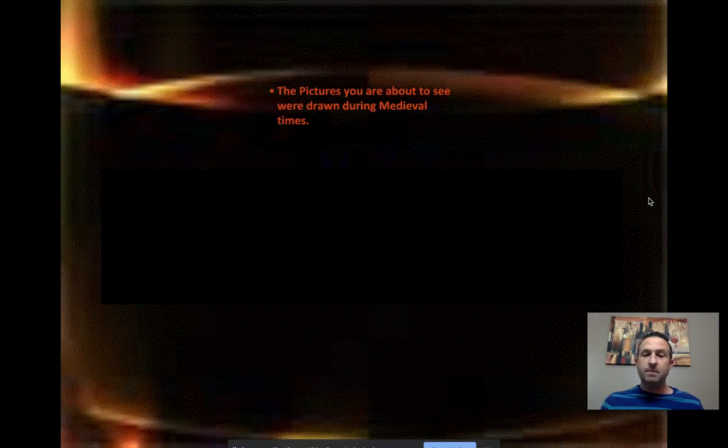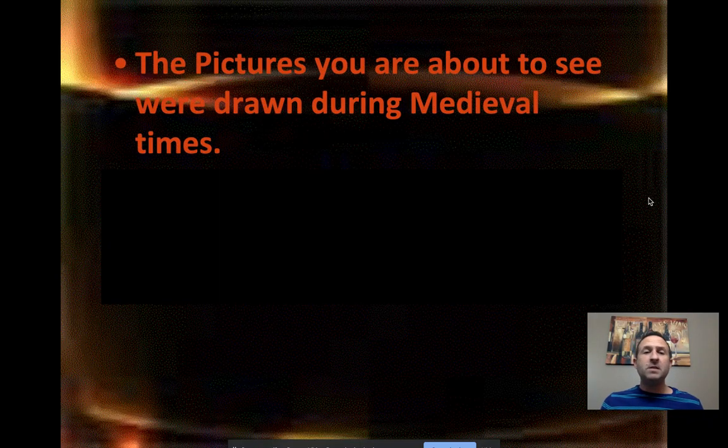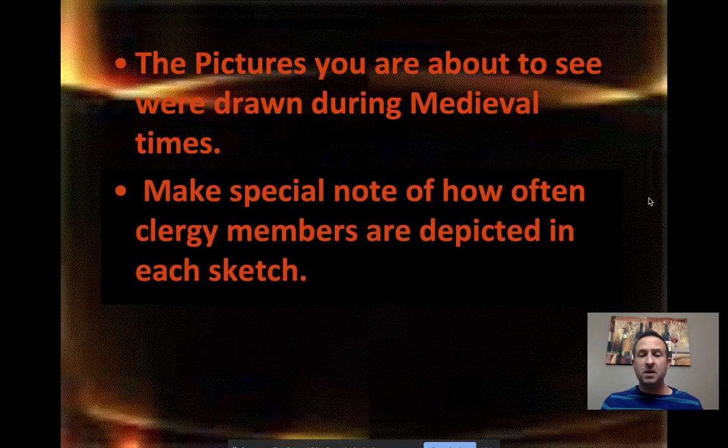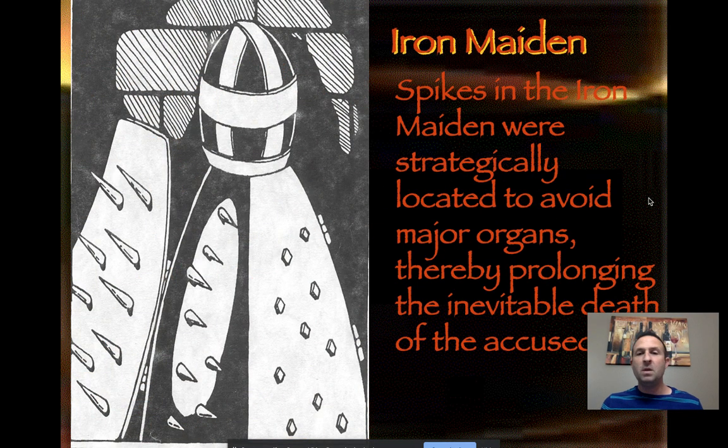So let's get started. The pictures you are about to see were drawn during the medieval times. In other words, these are authentic pictures. Make special note, as I said earlier, about how clergy members were often depicted in their drawings. In other words, this is the church trying to convert you to Christianity or beat a confession out of you. So first we have the Iron Maiden.